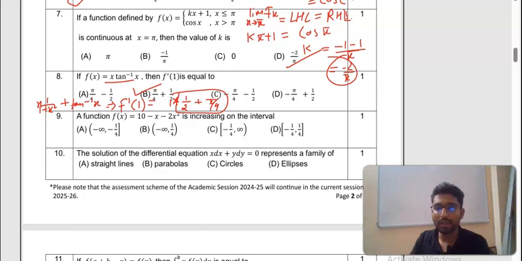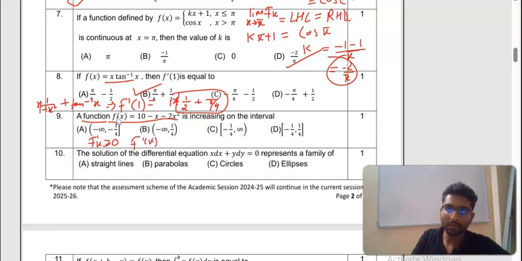Now the next question, a function fx equals to 10 minus x minus 2x square. So एक फंक्शन है fx 10 minus x minus 2x square is increasing on the interval. So interval पे increasing है. So increasing के लिए क्या करते हैं हम, we know very well when the function is increasing f dash x is greater than or equal to 0. तो आप करेंगे इसका f dash x, 10 का इंटीग्रेशन हो जाएगा 0 माइनस 1 माइनस 4x ग्रेटर देन इक्वल्स टू 0.